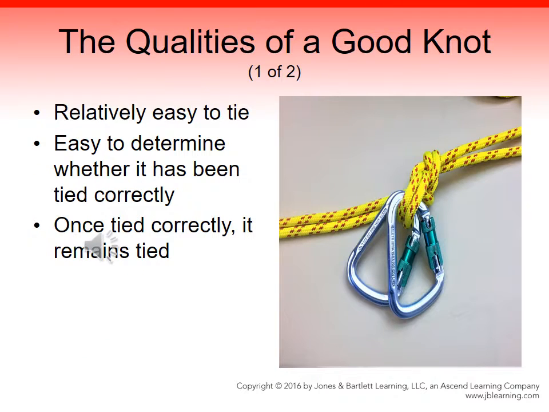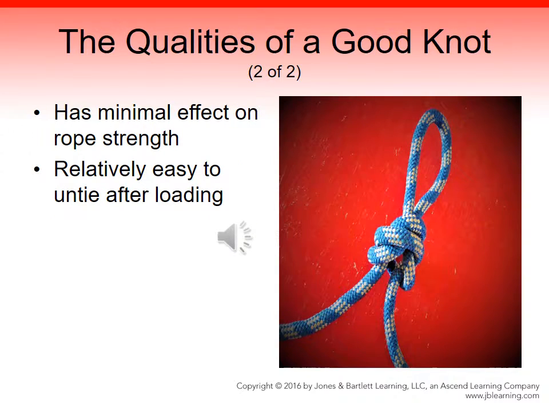Some qualities of a good knot are that it is easy to tie and that you can identify the knot as being tied correctly. Also, it is good practice to use knots that will remain tied throughout your use. Another good quality is that it will have minimal effect on the overall rope strength. You should also choose a knot that is fairly easy to untie after it has been loaded.